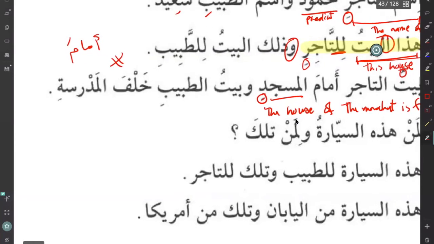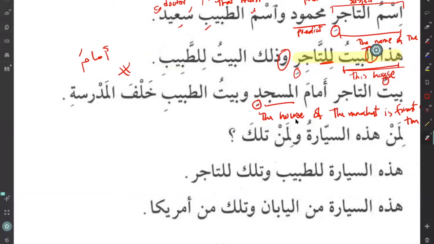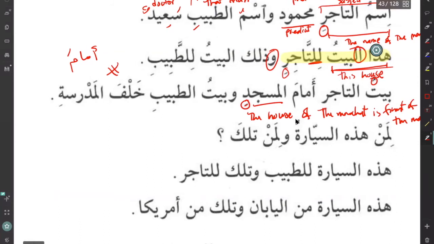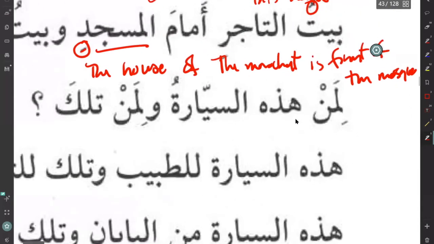So I hope you know the meanings of these words, right? It's not that difficult, right? The house of the doctor is behind the school. The sentence looks huge, guys, but when you translate word for word, alhamdulillah, it's not complicated. It's good? Alhamdulillah. So next one we have liman hadhihi sayyaratu.